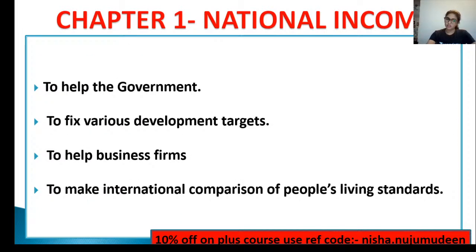And again, there is something called developmental targets for every department. Your production department, consumption department, your agriculture department, different departments. So now to fix the targets, how much you'll be able to achieve in each department, and also the different sectors of economy, your primary, secondary, tertiary, that is agriculture, industry, service sector, whether you are able to achieve the proper targets of so and so growth. For all these things, this national income is very, very important, and also to help the business firms and to make an international comparison of the people's living standard.